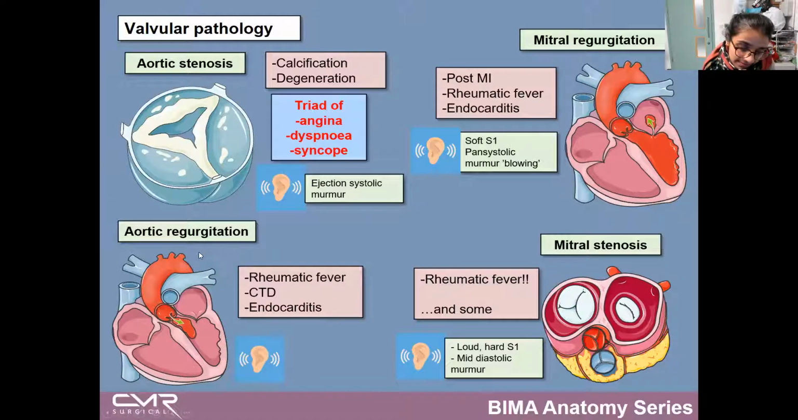What would you hear in an aortic regurg? Any thoughts? Any answers? So an early diastolic murmur.